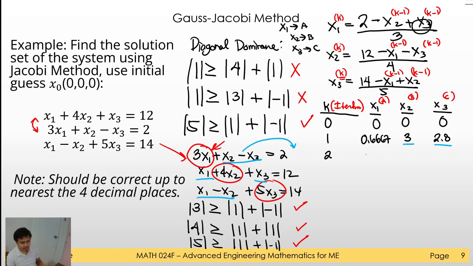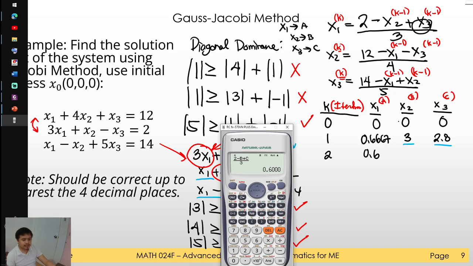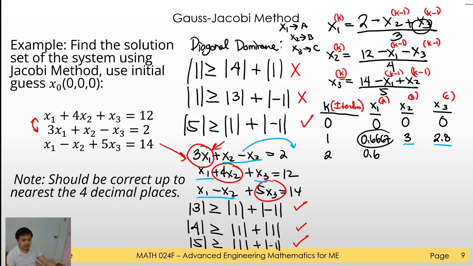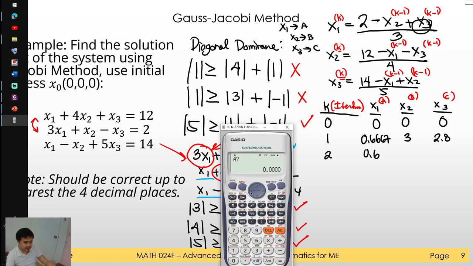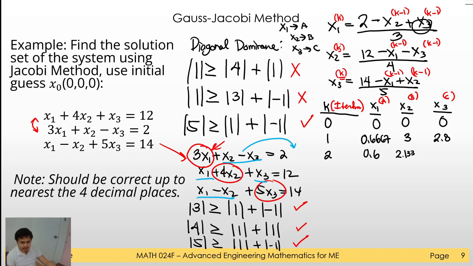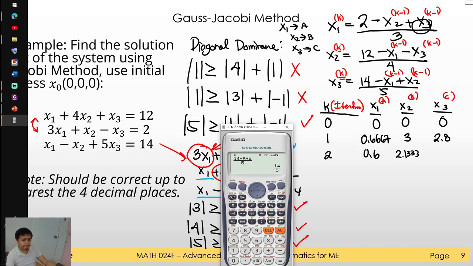Okay? And then for x2, we have again this formula: 12 minus a minus c. So calculate here. So a and c, we want to use this and this one. So you will see a pattern here, and I'll just do this faster. So we have 0.6667 and 2.8. So we have 2.1333 for x3. So go back again to your history and then substitute a and b. So we have 0.667 and then 3. Oh, sorry. So the answer is 3.2667.